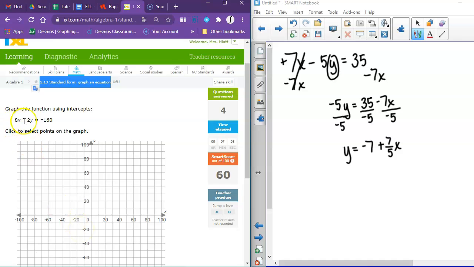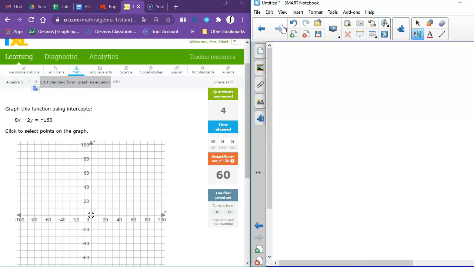Okay. Notice on this one that our numbers are a lot bigger. And notice that on your graph these numbers go up by 10 rather than 1. So that's going to make a difference in how you graph this problem. So we're going to have 8x minus 2y equals negative 160. To get this into y equals mx plus b form, we need to move this 8x. It is a positive 8x, so we have negative 8x is what we're going to do first.